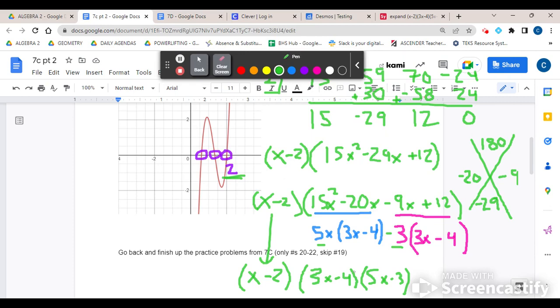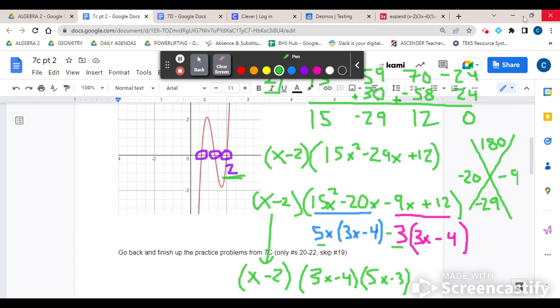Pause the video if you need to, take a screenshot, or go back and rewind if you need to. Again, this is similar to the example that we did in class on Tuesday. If you didn't get it or you wanted to see another example, here you go. Now I would like y'all to go back and try to finish up the practice problems from 7C. It was the handout that I gave you on Tuesday. Just do numbers 20 through 22 and skip number 19 for right now.